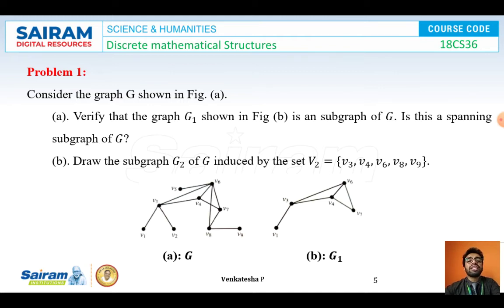So with this condition we can say this graph G1 is a subgraph of the graph G. And now to check for spanning one. This graph G contains 9 vertices, this graph G1 contains 5 vertices. So the value of V1 is not equal to the value of V. I mean the number of vertices in the graph G1 is not equal to the number of vertices in the graph G. So with this condition we can say it is not a spanning subgraph of G.